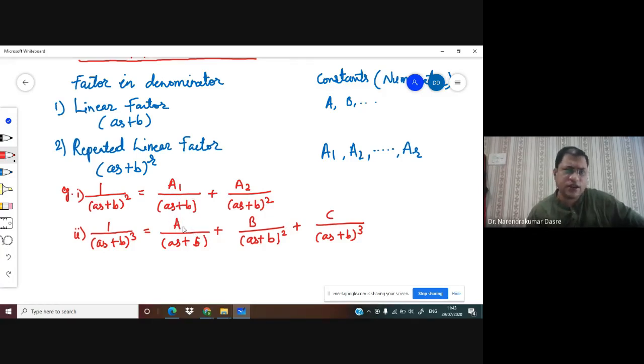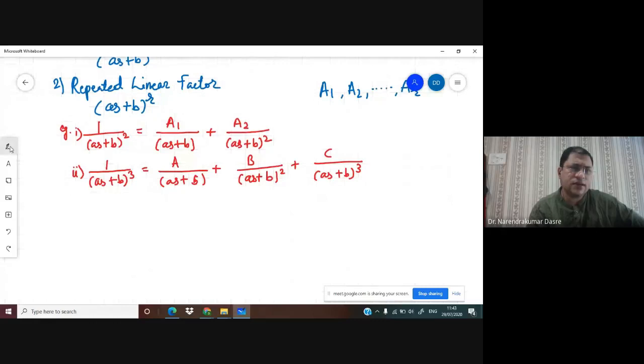Like first factor I am using capital A, for second factor I am using B, for the third factor I am using C. So that doesn't matter. Okay, so this way you can have the partial fractions for the repeated factor. Okay, now there is another one.